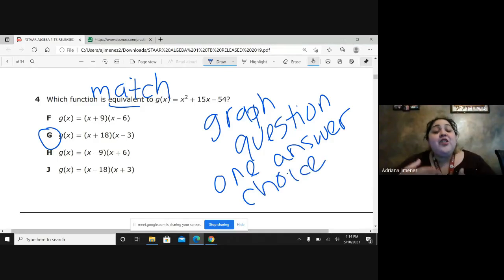Okay. And then you're just looking for the word for them to match. Okay. So that's what you're going to do. Anytime you see anywhere in your questions that say equivalent, that's what you're looking for them to match by typing it in.